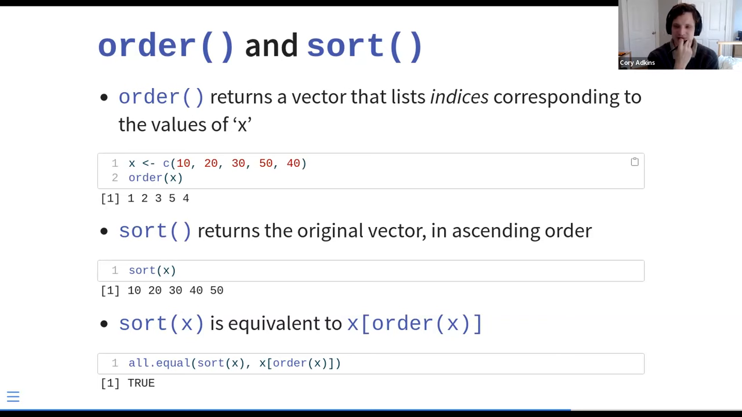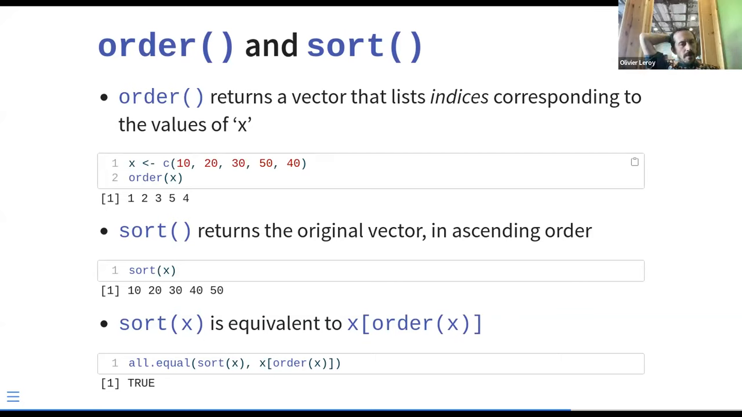I think probably sort uses order, if I had to guess, or maybe there's some secret C code underneath it. In the first example, if you call order on this vector, which is 10, 20, 30, 50 and 40, so 50 and 40 are not in ascending order, you can see that it gives you indices corresponding to how the values in that vector would be ordered if they were in ascending order. So 1, 2, 3, 5, because 40 is lower, and then 4, because 50 is the highest.